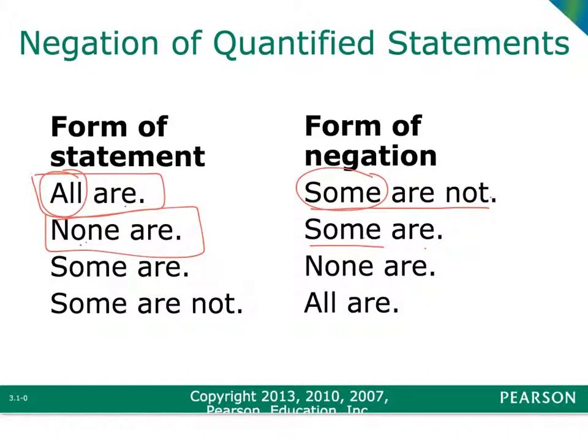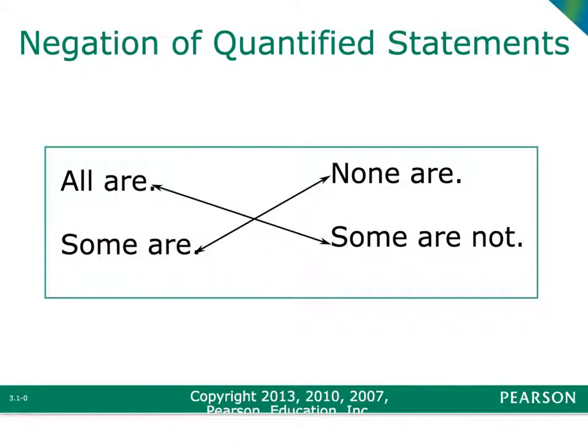Now, you have to go the opposite way if you use the word some. If you use the word some, then you have to switch to either none or all. Some of my students are happy, the opposite of that would be none of my students are. Some of my students are not happy, the opposite of that would be all of my students are. So be careful when you negate a quantity. You have to change the quantity and you have to change the value of the statement. This is just a visual of what I've just said. Instead of the word all, you would use some. Instead of the word none, you would use some, and so on.